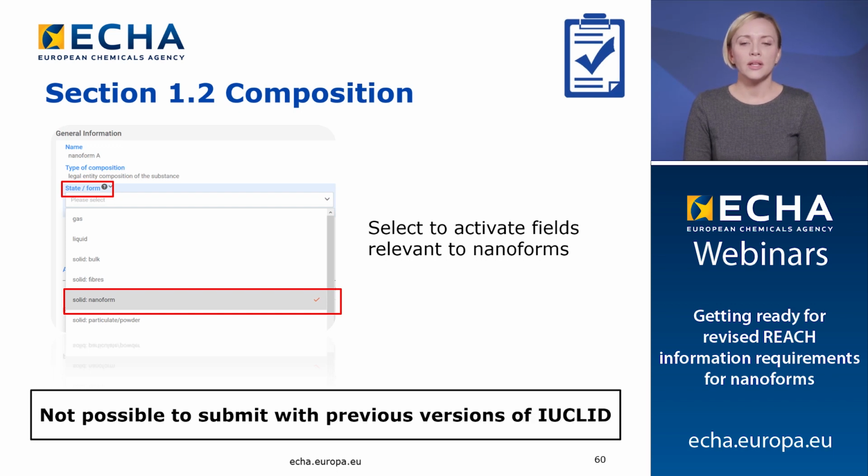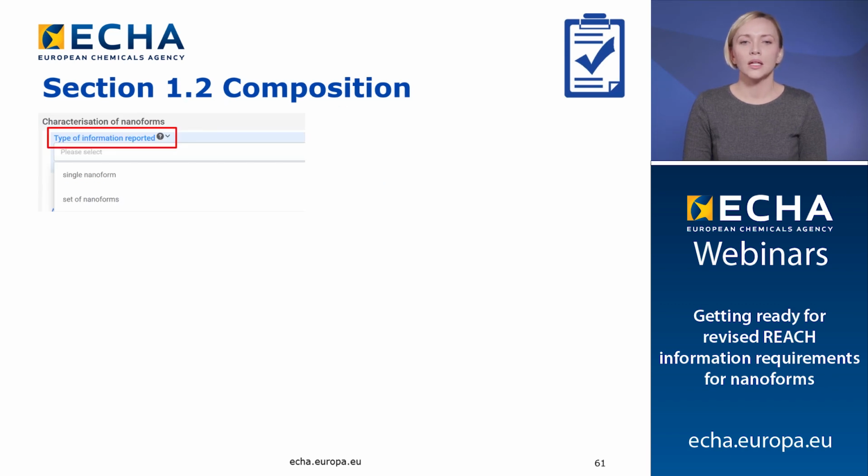Please ensure that you use the latest version of IUCLID because it's not possible to prepare a successful submission that fulfills the rich requirements for nanoforms with previous versions of IUCLID. Based on the requirements and concepts explained by my colleagues in the previous part of this webinar, you need to select the proper approach for reporting, and this is indicated in the pick list type of information reported. If you have basis to report your nanoforms in a set, this must be indicated in this field. And based on that selection, different fields are activated for a single nanoform and for a set.